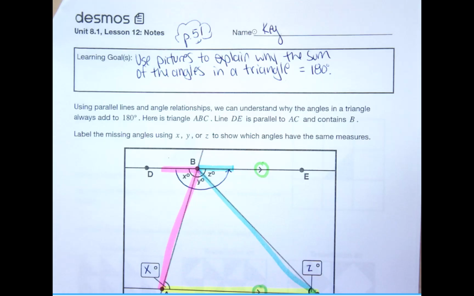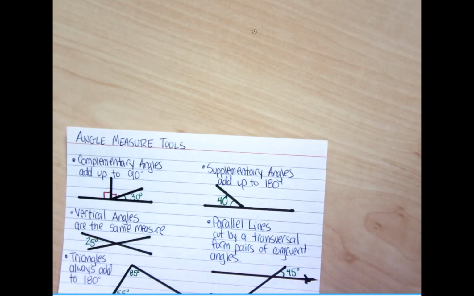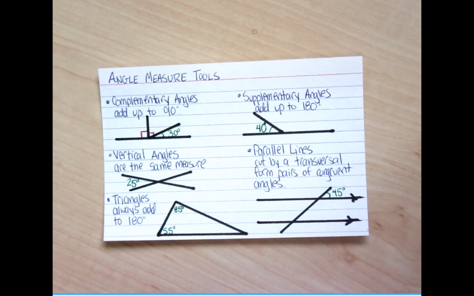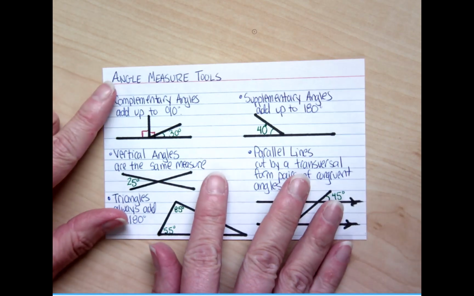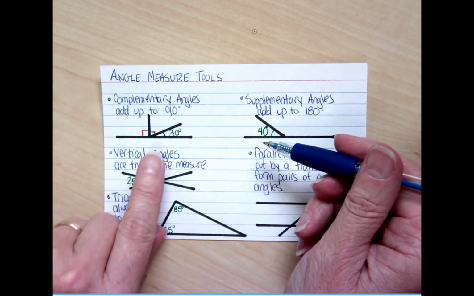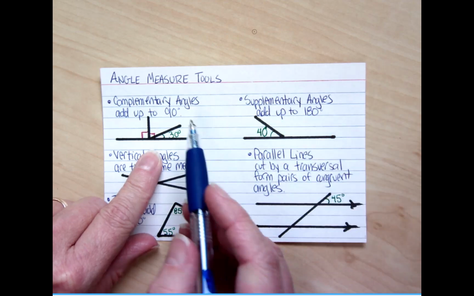but I also want to get you prepared for the Unit 1 test by looking at these last three lessons where we've talked a lot about angle measure tools. Now, some of these are from last year when you were in 7th grade, but I wanted to talk about these first.